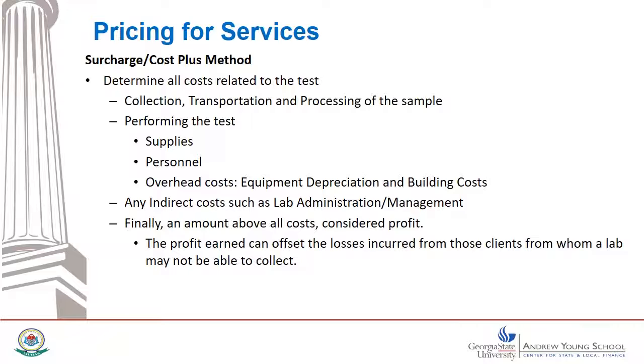In performing the test, we need to know what supplies we will use, what personnel and how much of their time will be used. And finally, we'll need to allocate a portion of any overhead and indirect costs to the test. These overhead and indirect costs would include things like equipment depreciation, rent, utilities, and administration. As we discuss costs in greater detail in later modules, this will become much clearer. Finally, what is the target profit margin that should be added to each service?